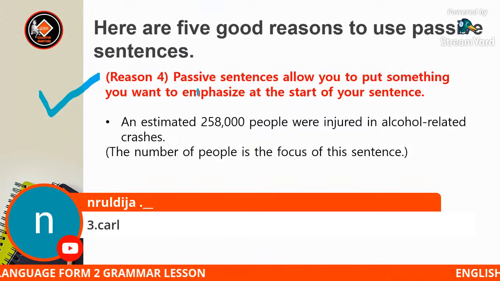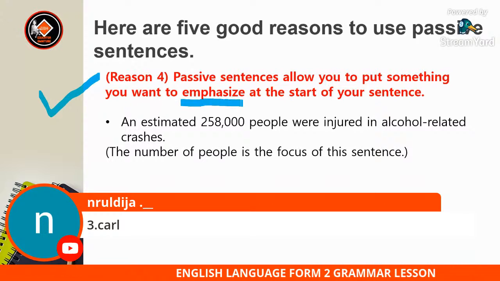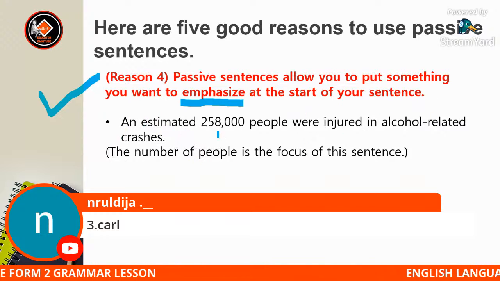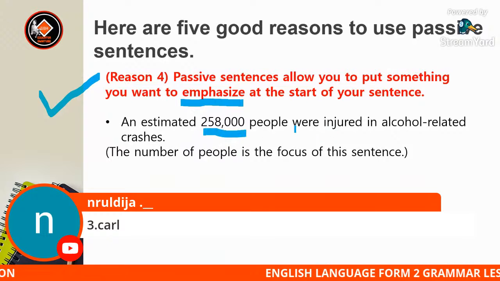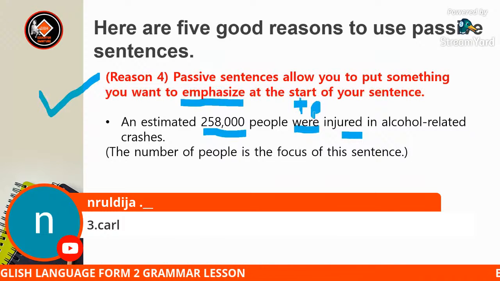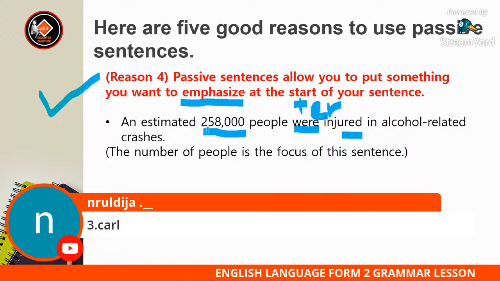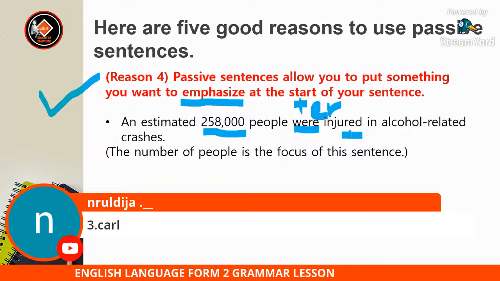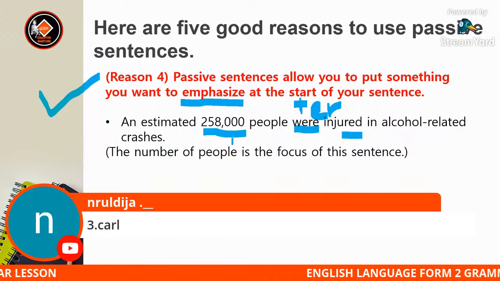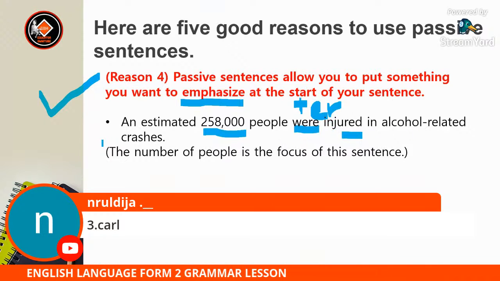Okay? Okay, number 4, this is what you use also. Okay, here are 5 reasons. Reason 4, passive sentences allow you to put something you want to emphasize, beri penekanan, at the start of your sentence. Okay, example number 1, an estimated 258,000 people were injured. This is the one I said in BM. Okay, telah tercedera. So this is "ter." Okay, dianggarkan 258,000 people were injured in alcohol related crashes. Okay, bermaksud 258,000 orang dianggarkan tercedera dalam kemalangan.